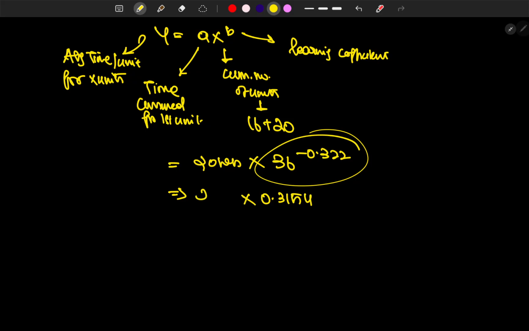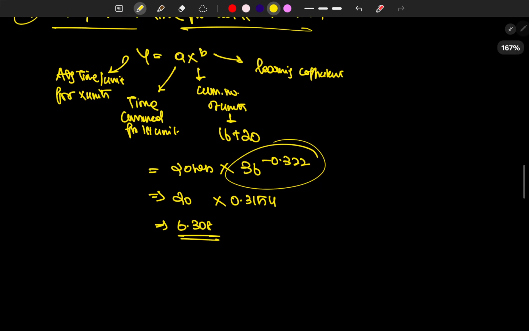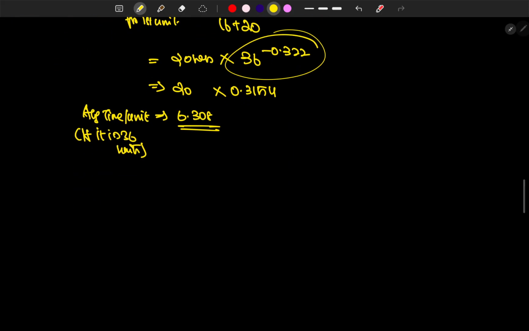0.3154 into 20 is 6.308. This is the average time per unit if it is 36 units.